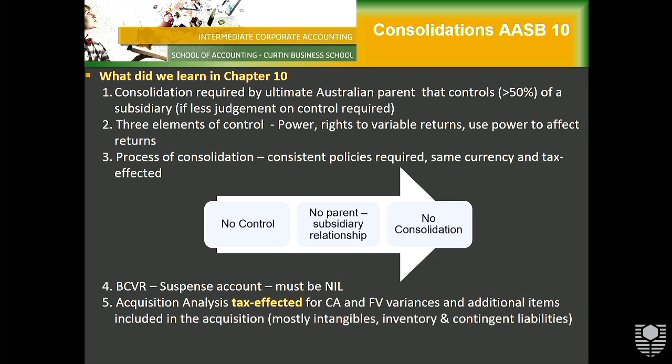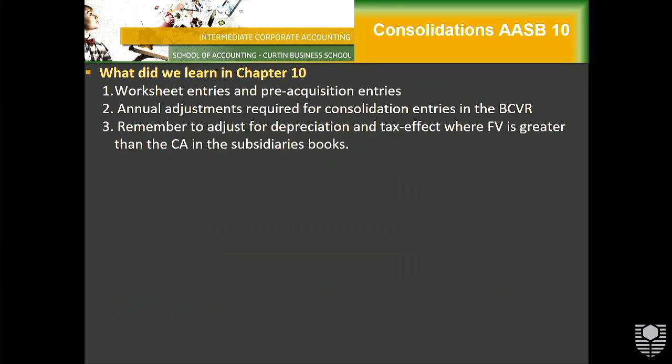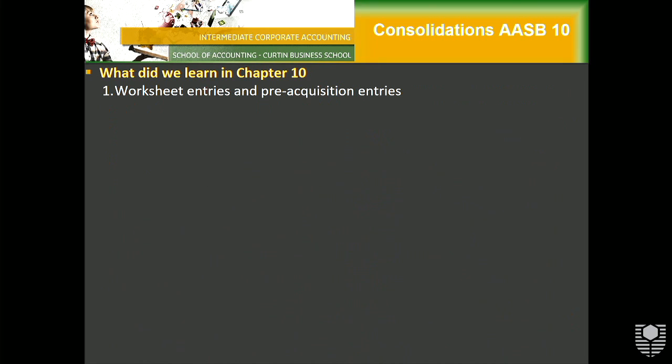So your business combination valuation suspense account, remember, must be nil at the end, and don't forget to tax affect everything. All right, so as I said before, you've got your worksheet after your acquisition, you've got your worksheet entries, your pre-acquisition entries. Once you've done that, you need to do annual adjustments. For example, where you've got plant and equipment, where the fair value is more than the carrying amount, you might need to account for the depreciation on that extra amount in later years.